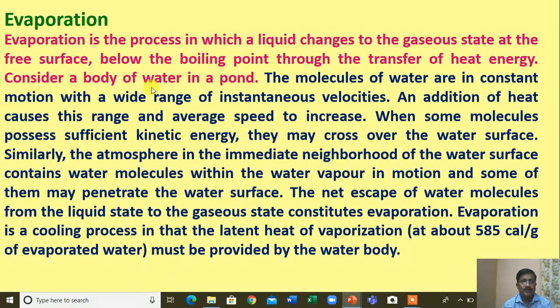Consider a body of water in a pond. The molecules of water are in constant motion with a wide range of instantaneous velocities. An addition of heat causes this range and average speed to increase. When some molecules possess sufficient kinetic energy, they may cross over the water surface.